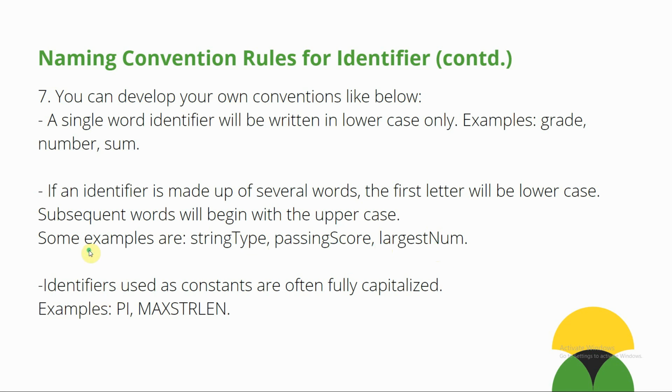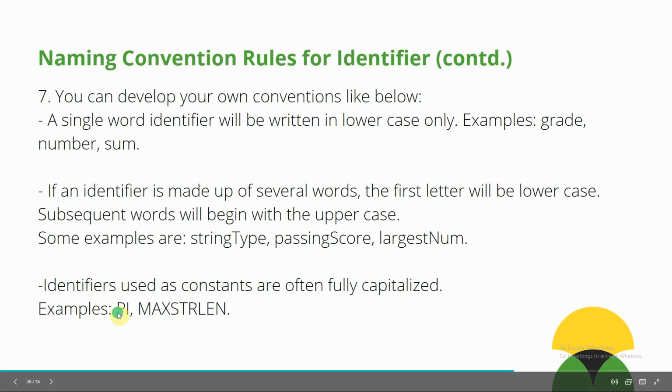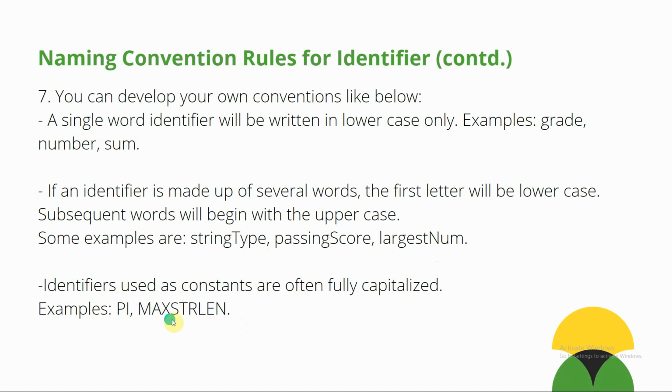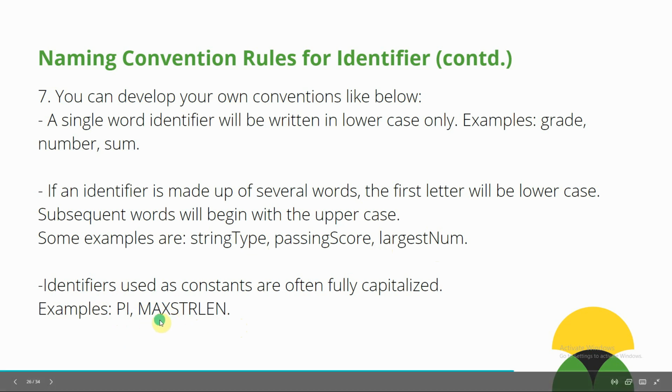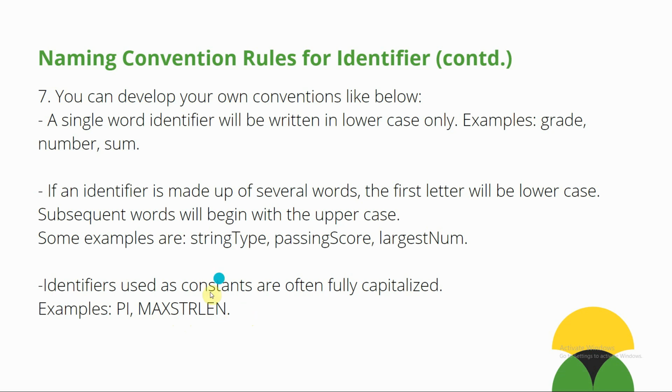Identifiers used as constants are often fully capitalized. For example, PI or MAXSTRLEN, which I think is a shortcut for max string length, is used for a constant. So it's best practice to fully capitalize each constant used as an identifier.